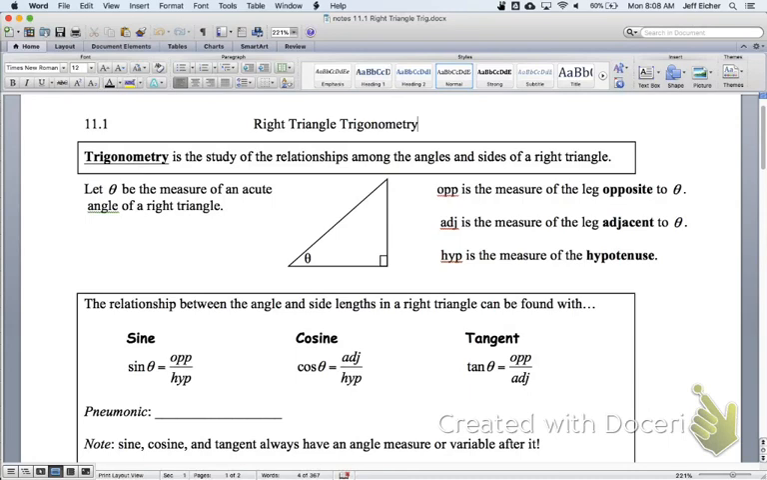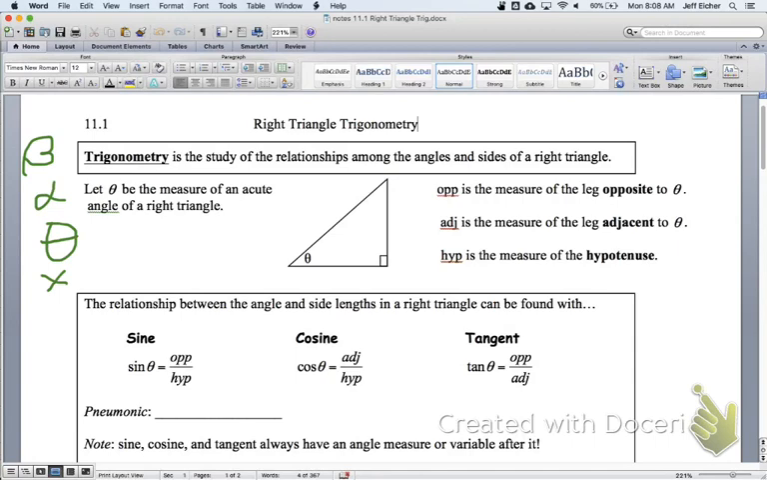Theta is a Greek letter that's often used for an angle measure. If you don't like theta, you could use x. Sometimes alpha, beta are used. So don't make a big deal. It's just a variable, it's an angle. The measure of an acute angle of a right triangle is theta. So really important when you're doing right triangle trig that you know how to identify the opposite leg to theta, the adjacent leg to theta, and what the hypotenuse is.